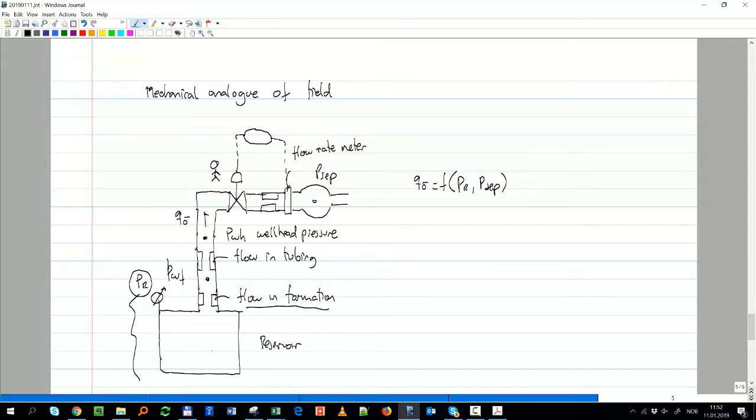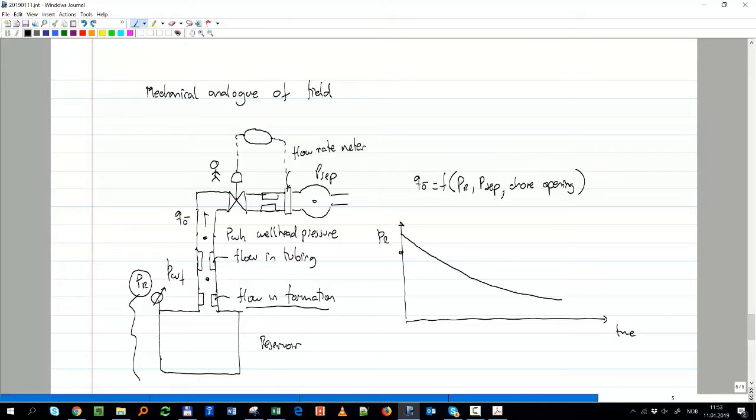So that tells you that the rate also depends on the choke opening. It depends on the pressure upstream, it depends on the pressure downstream, but also on the restriction I have on the choke. So intuitively, if reservoir pressure goes down with time when I start to produce, what do I have to do to keep the same QO, to keep this rate constant? I have to add more pressure drop or less pressure drop.